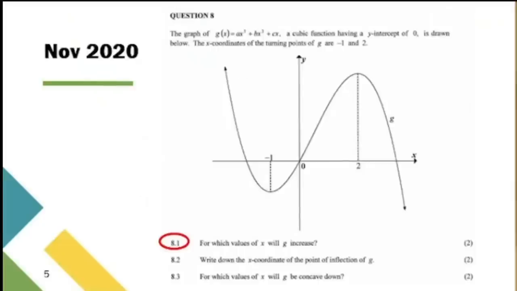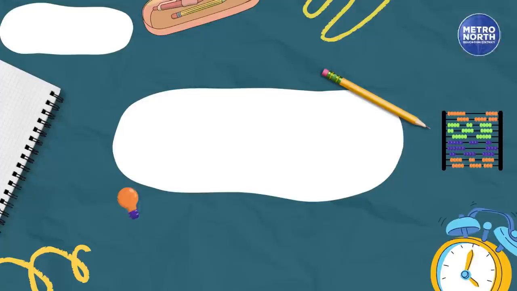So let's go look at past papers. Grade 12s, we're only going to look at the sections of the papers that apply to the increasing and decreasing part. If we look at November 2020, in question 8.1, they asked me for what values of x will g be increasing. So they're asking me, where is this graph an increasing function? They're not talking about g of x, they're asking me, where is this graph increasing?